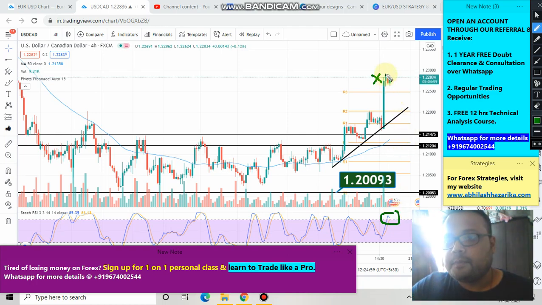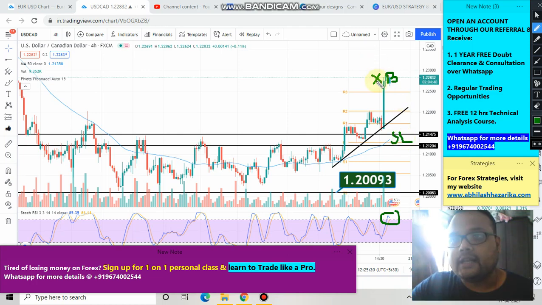So if you go for a buy here, then your risk to reward ratio does not match, because if you buy here, your stop loss will be here. Don't you think your stop loss is too much? So your risk to reward ratio does not match. And as I always say, never ever compromise with the trading discipline.